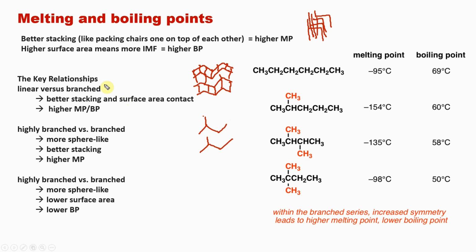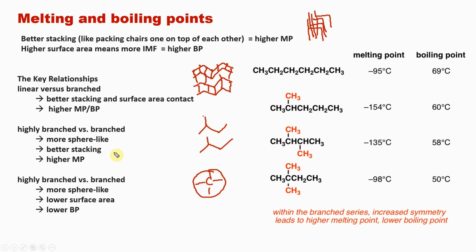Let's go into the key relationships based on what we just learned. Linear versus branched. This is linear, this is branched. With linear you get better stacking and higher surface area, so both melting point and boiling point will be higher. Example this one. Highly branched versus branched. Let's take this one, 1 2 3 4 5 carbons. This is also 5 carbons. This isomer will be round, tetrahedral, but the electron cloud will be round. So with more branching it becomes more sphere-like.